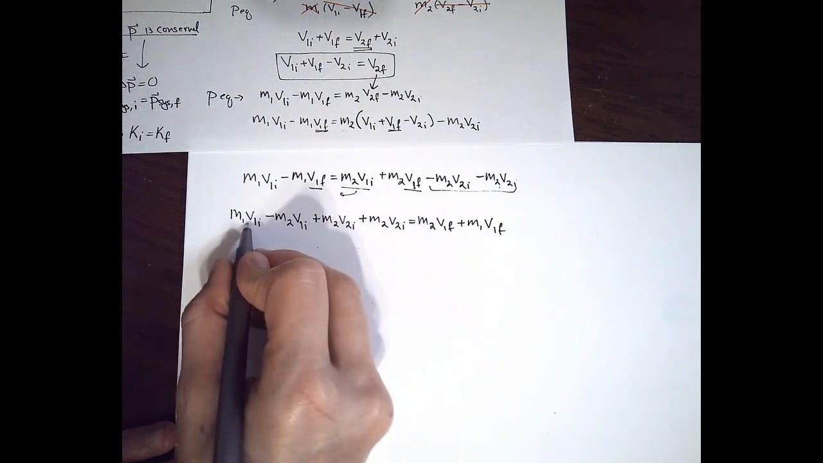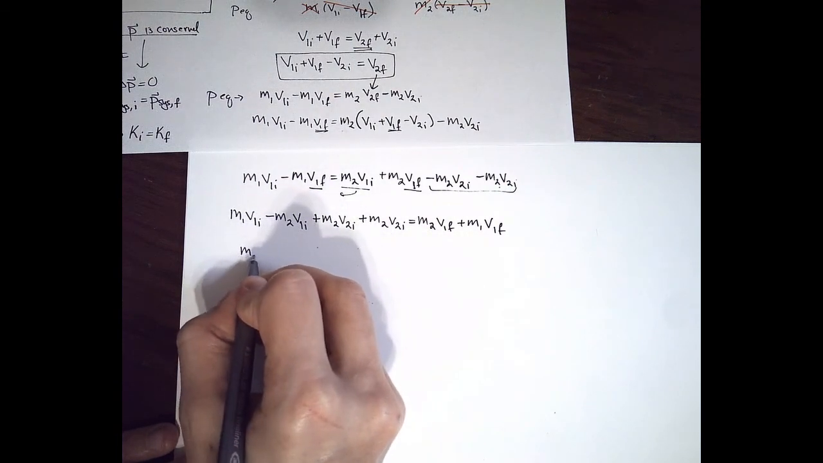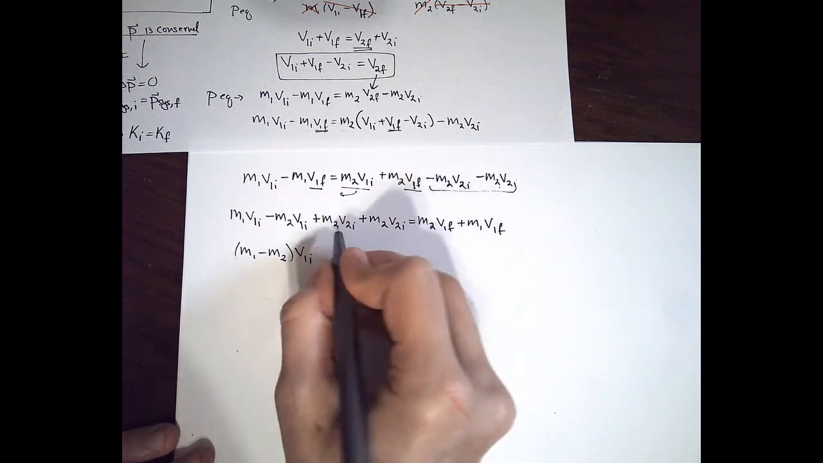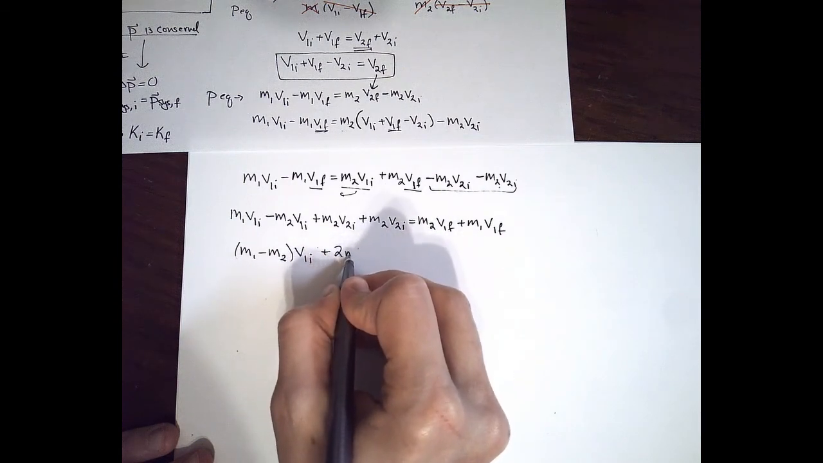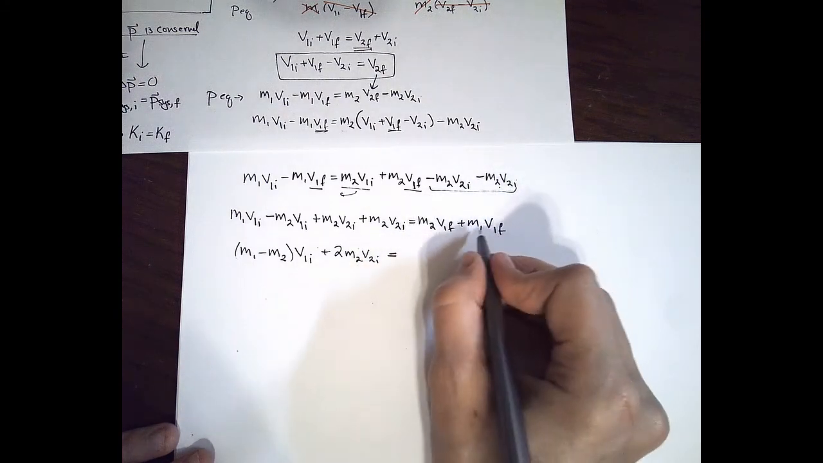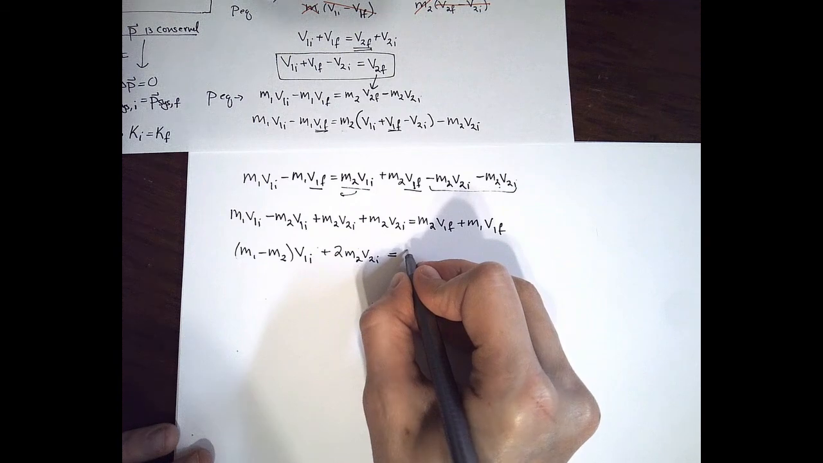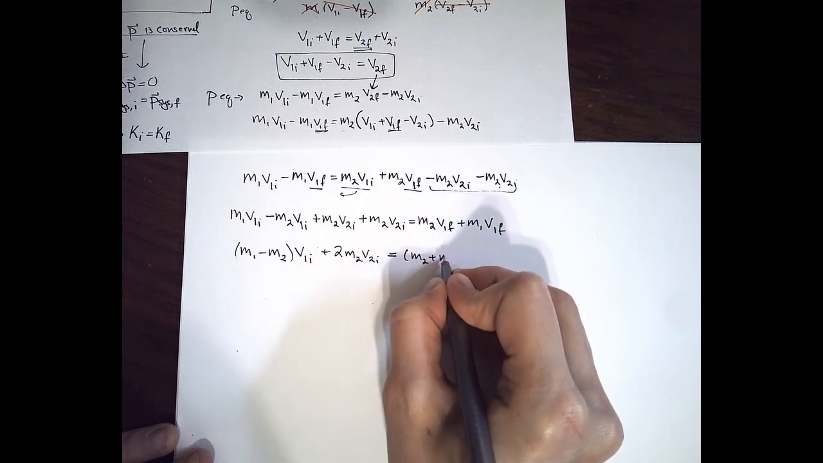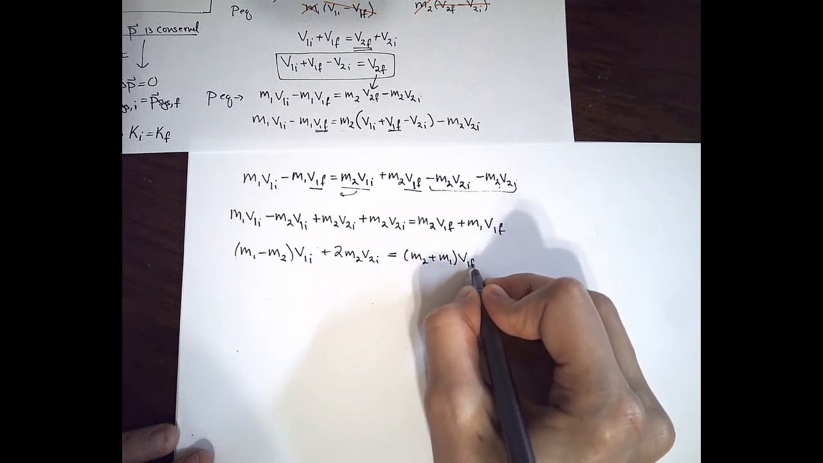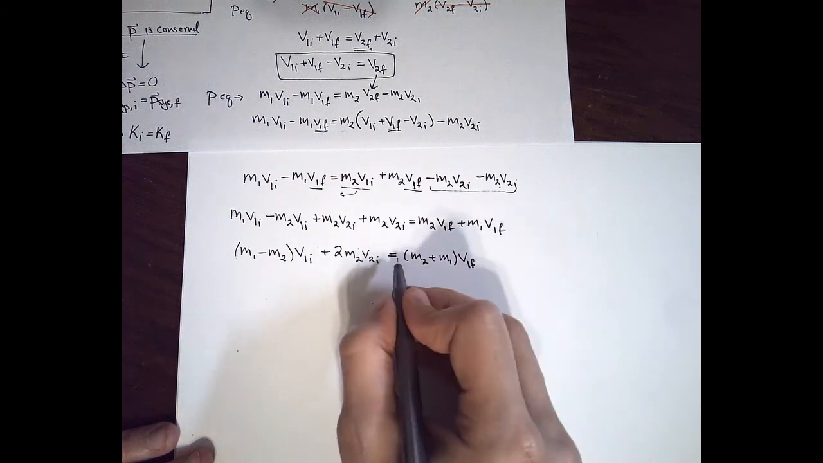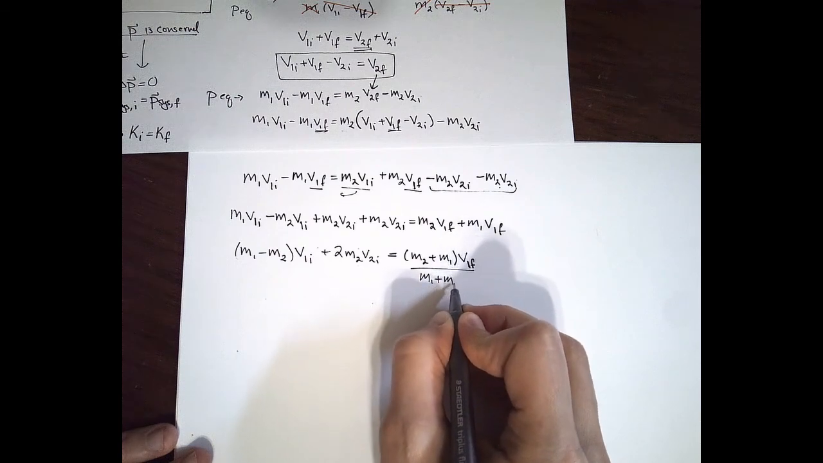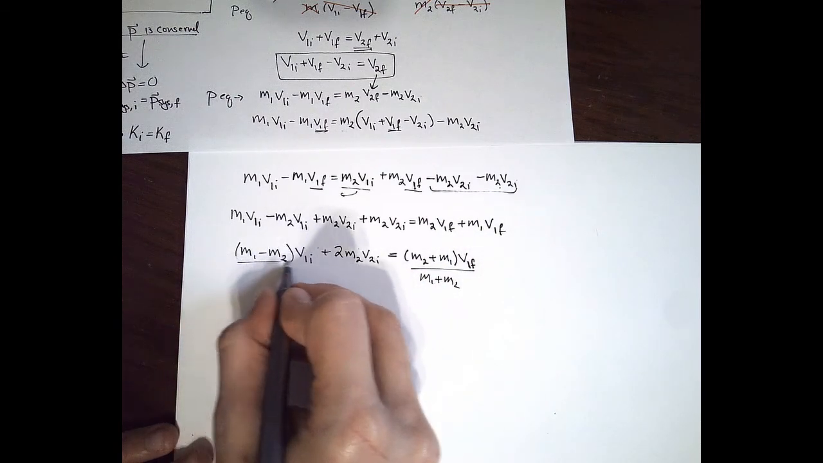Okay, and I guess we can maybe combine things a little bit. Let's do M1 minus M2, that quantity times V1 initial. There are two of these guys, so we'll just write it as 2 M2 V2 initial. And over here, we'll collect our V1 final, so we'll mush the masses together, M2 plus M1, or I guess we could write it M1 plus M2, doesn't matter because addition can be done in either order. And then we'll just divide by this. So divide by M1 plus M2, same thing as M2 plus M1, got to do it on both sides.